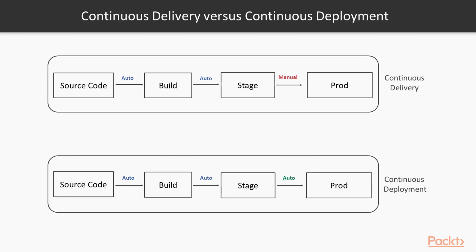Now you also have continuous deployment where the steps are the same. You have a source code, it gets built, it goes to the staging environment, and then it is automatically deployed in the production environment. So this manual step of deploying into the production environment is not present in the continuous deployment phase. So do remember the difference between continuous delivery and continuous deployment. This is a very high level overview of CI and CD. I hope you understood at a very high level what CI is and what CD is all about.